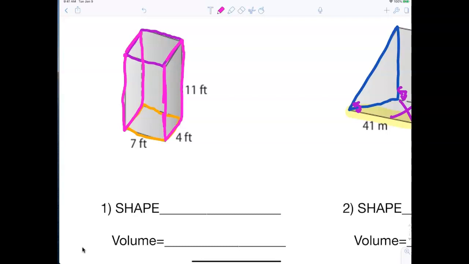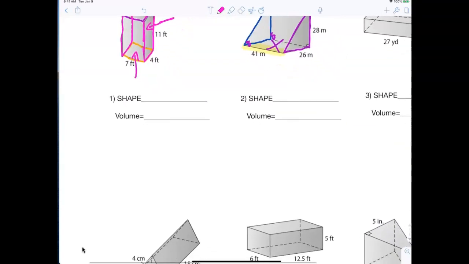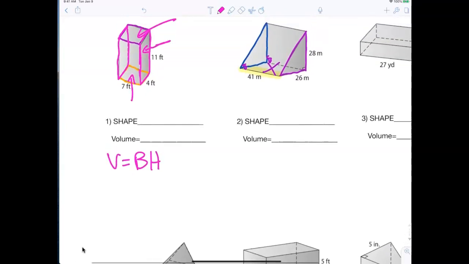You could say this right here is the base. You could say that that's the base. You could say that the back wall is the base. That's the only shape that works for, though. Now, please listen to me because we're going to get into the formula. Again, the shape we said was a rectangular prism. You wrote that down. Now, for the volume, I want everybody to write down volume equals capital B times capital H.